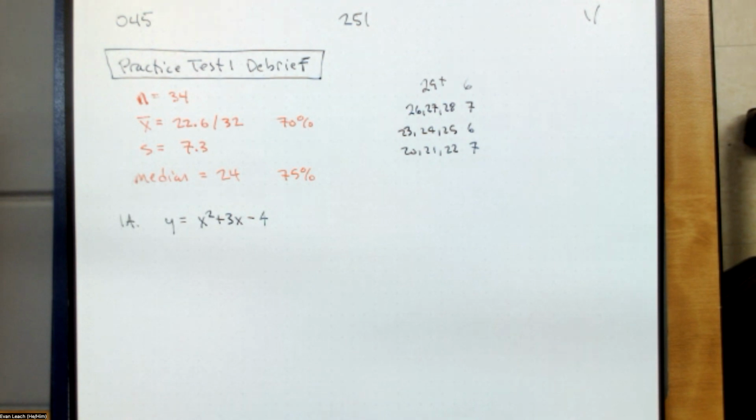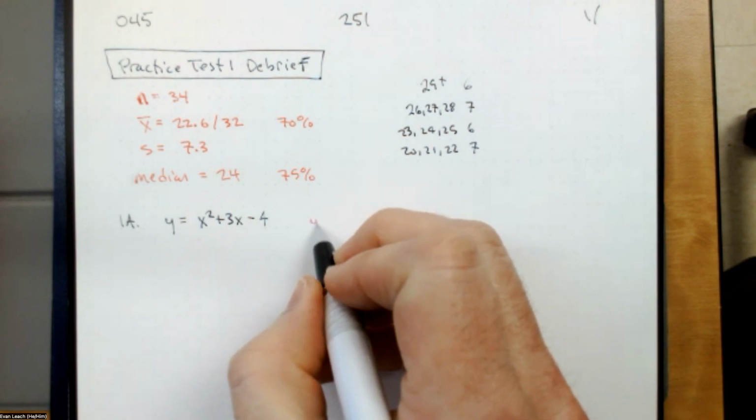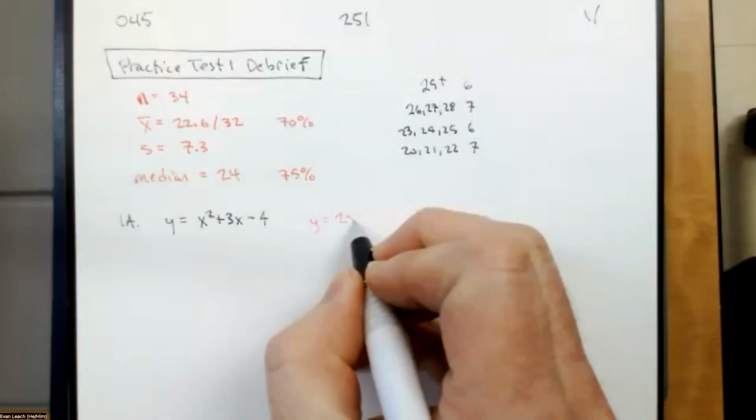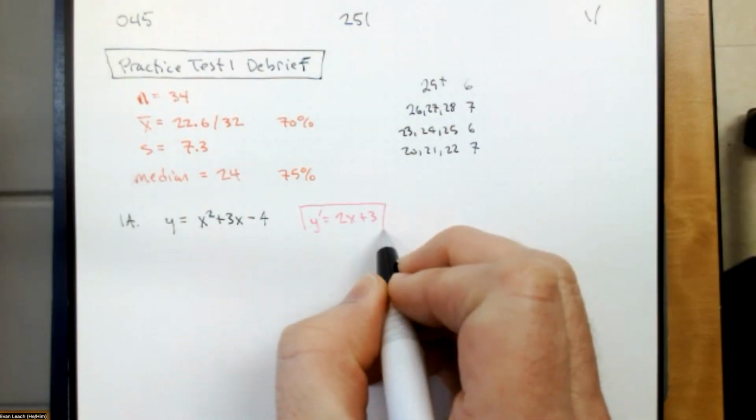So in problem one, we just have a polynomial. We're just playing the nx to the n minus 1 game. The whole concept behind this problem was that you can nx to the n minus 1 all the way through. You got to be able to read the problem, then nx to the n minus 1. Here you have to do a bunch of nx to the n minus 1. So y is 2x plus 3, or y prime is 2x plus 3.